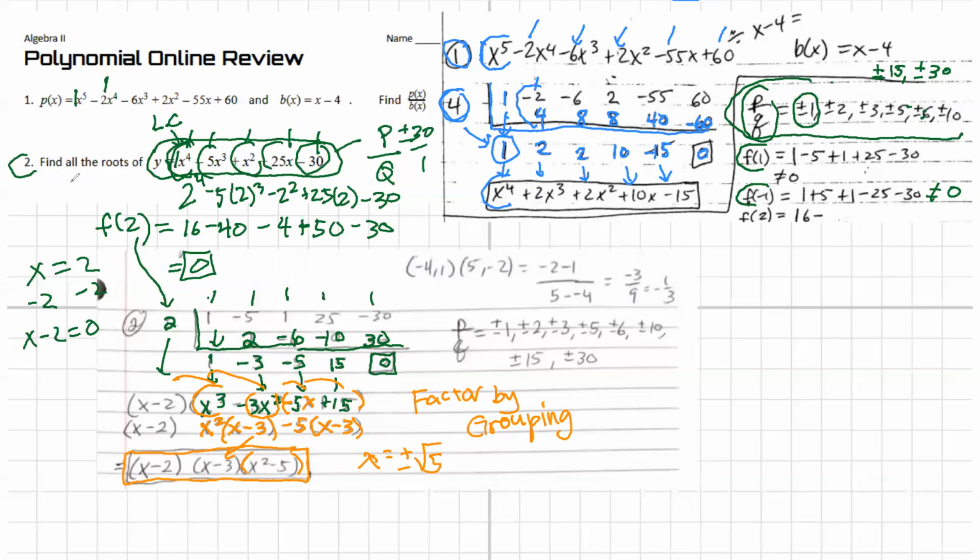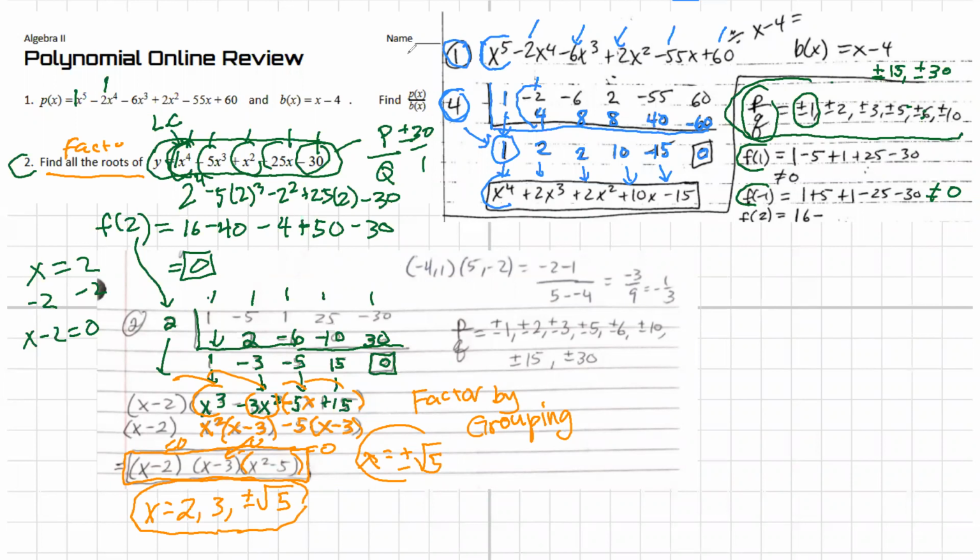But actually, I just noticed this says find all the roots. It didn't say factor. So if I want to find all the roots, I actually do have to solve this. So you have to set these equal to 0 and solve them. I set that equal to 0, set that equal to 0, set that equal to 0. If I set this equal to 0, I get x equals 2, x equals 3, and x equals positive and negative square root of 5. So those are the zeros. That should be my answer right there. Okay, so that is number 2. And the test is going to be very similar to this.